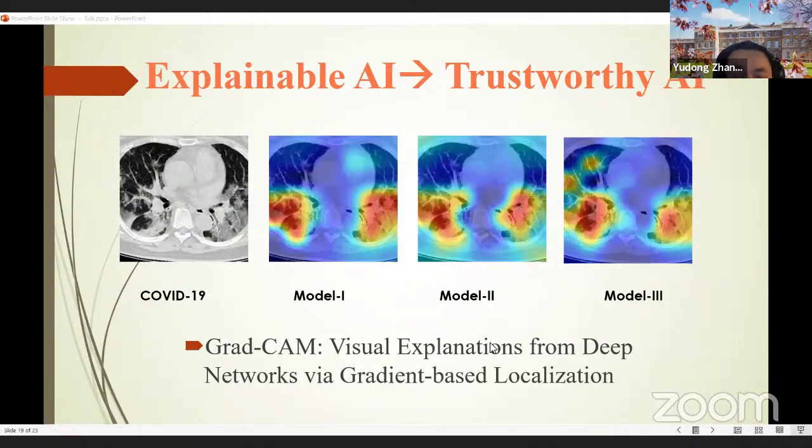And finally, how do we make the explainable AI into trustworthy AI? So we may need to run our model several times. This slide shows that suppose for a COVID-19 CT scan, we test our model 3 times, and you can find all the 3 models can identify the suspicious regions successfully.